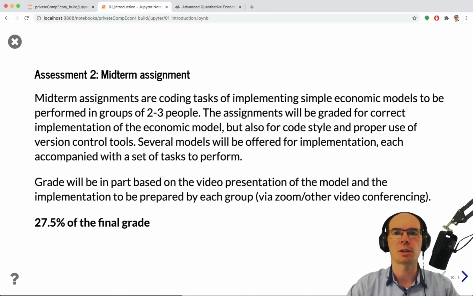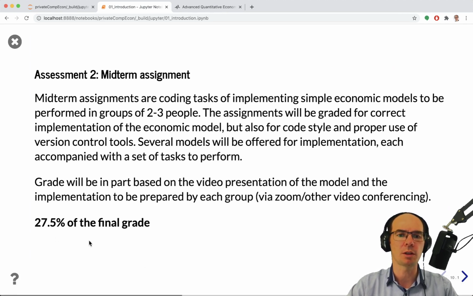The midterm assignment will be like a larger weekly assignment with several steps to complete, working on a particular economic model or problem. This will come in the middle of the course, and so will be based on the knowledge that you get in the first half of the course.